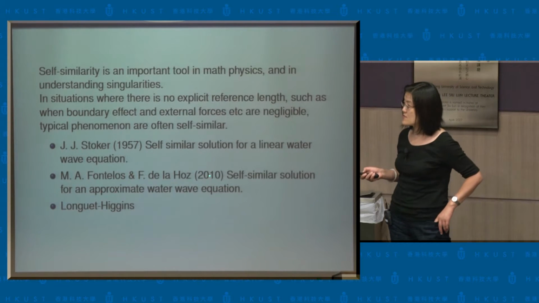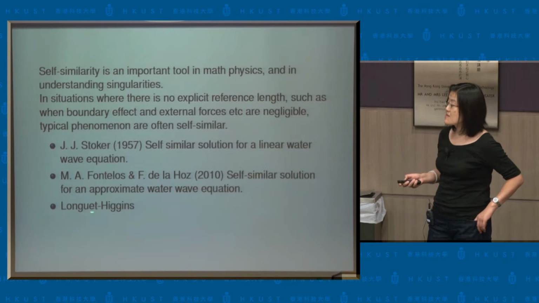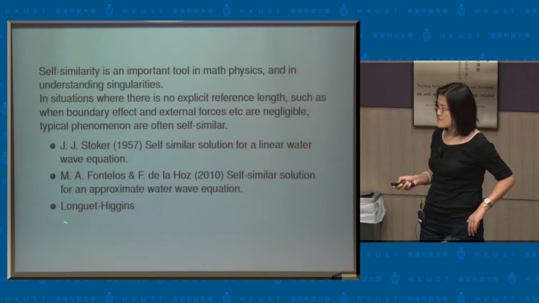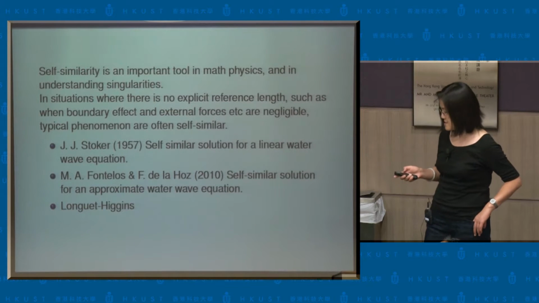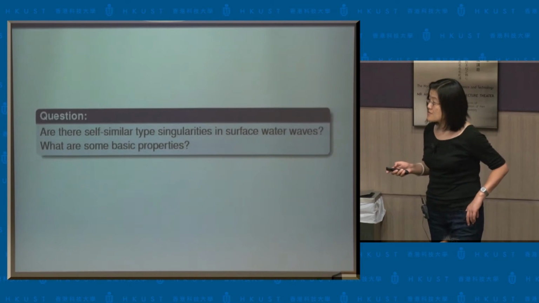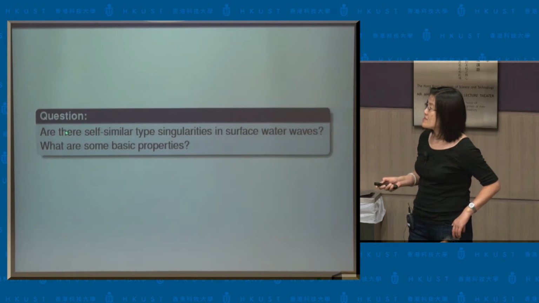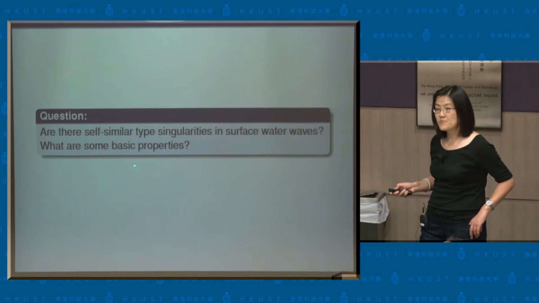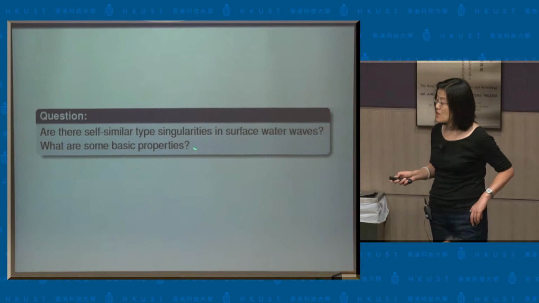a self-similar solution. And in the work of Longuet-Higgins, he did a lot of studies of singularities in water waves. In particular, he also took advantage of self-similarities. But these are numerical works. It remains open whether there are self-similar type singularities in water waves. What are some basic properties? That's what we want to understand.